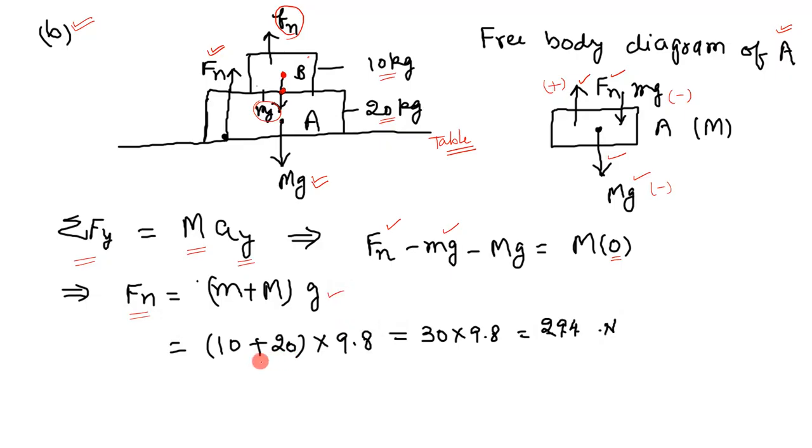If we insert the values, small m is the mass of the smaller block, block B, which is 10 kg. Capital M is the mass of the bigger block, which is 20 kg. And g is the acceleration due to gravity, which is 9.8 meters per second squared. If we solve it, we get the total force to be 294 Newton.